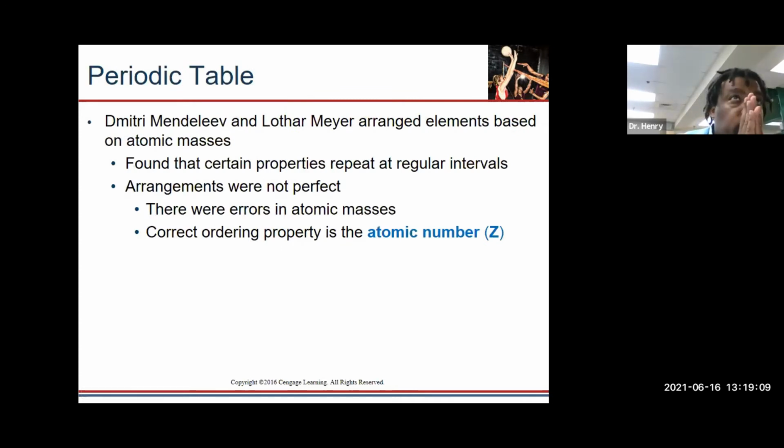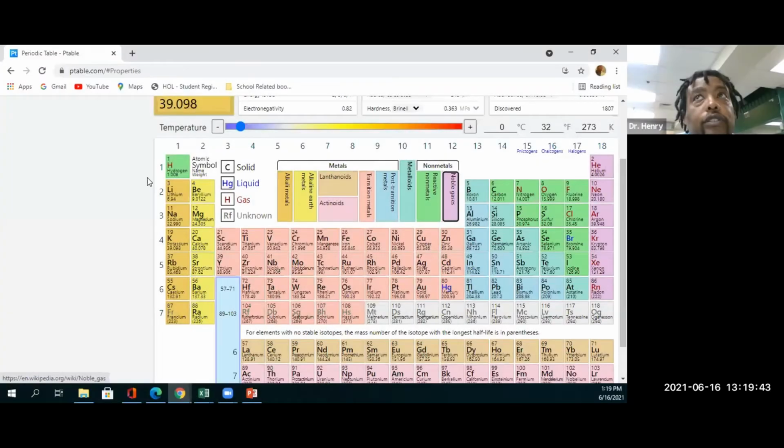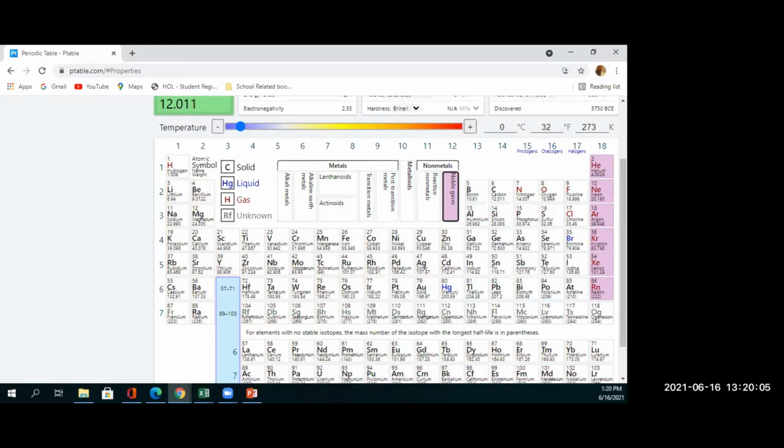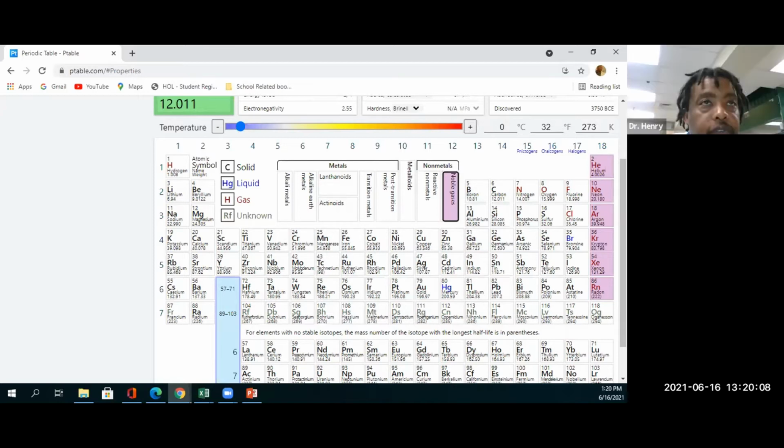If you take a look at the periodic table, how is it organized? If you look at it going from left to right and top to bottom, how's it organized? Anyone? The atomic number from left to right. So it's all organized in terms of the atomic number.